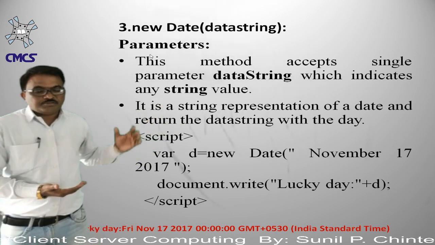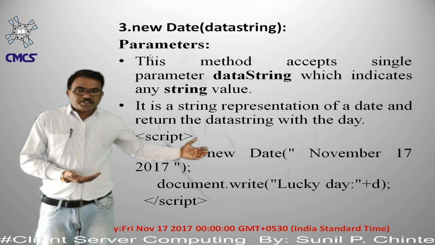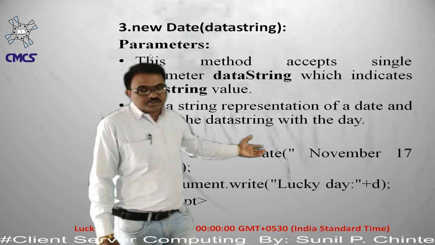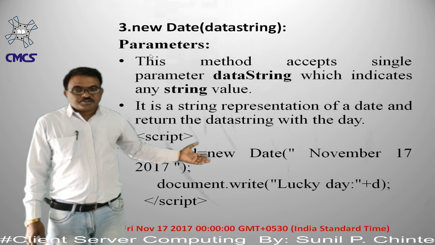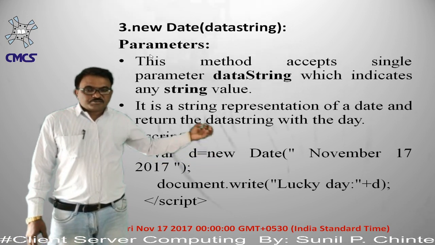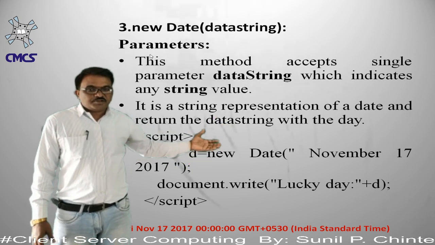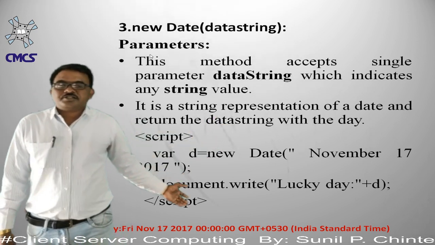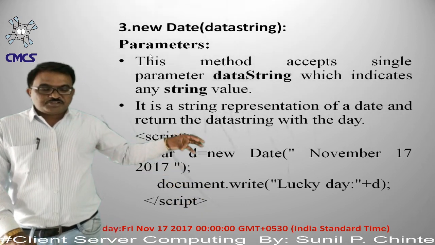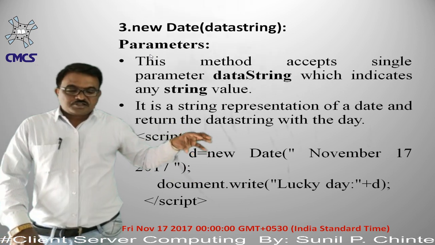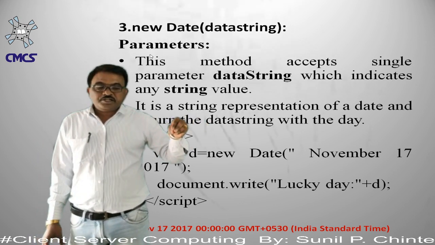Here I have created one object of a date with the string November 17 2017. That is the value I am getting, and the object returns the date November 17 2017. Means by using the constructor with one parameter, the string, we can also create date objects.